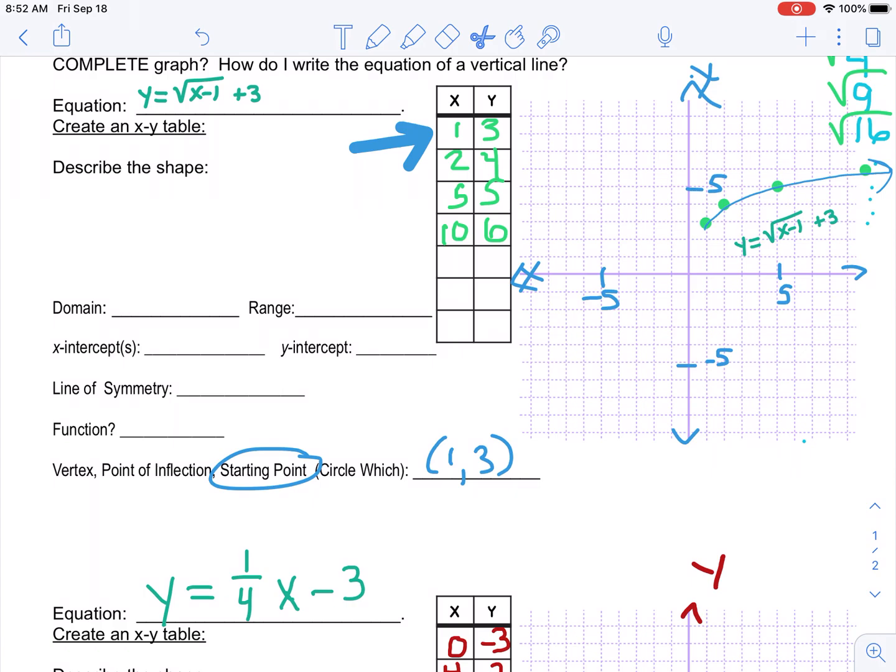Okay. So hopefully this wasn't too long, but hopefully it helped with some of the questions you guys had last night. I'm not going to go over the cubed root graph. I will go over that with you guys on Monday.